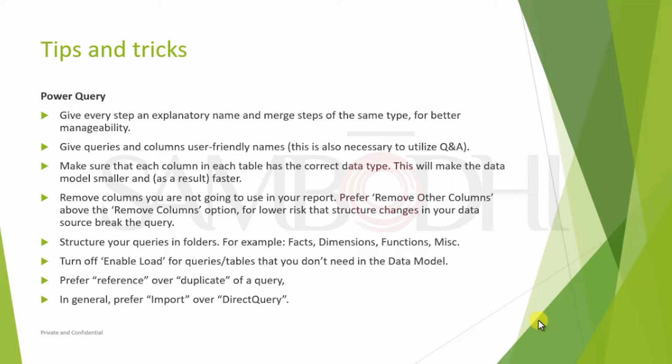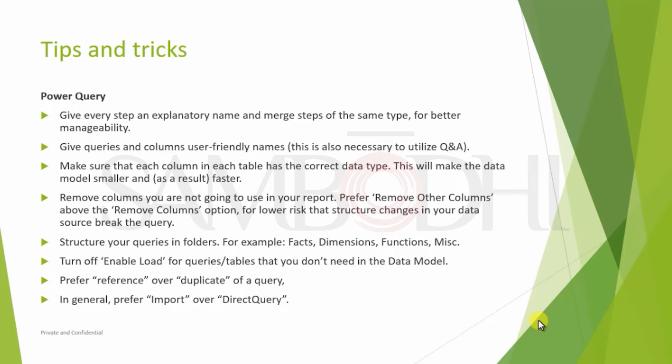Remove columns you are not going to use in your report, and moreover use the remove other columns option rather than the remove columns option. This reduces the risk of structure changes in your data source breaking the query. And structure your queries in folders. For example, a query folder for facts, a query folder for dimensions, a query folder for functions, and a query folder for miscellaneous, and so on and so forth. All this is for better manageability of the Power Query.